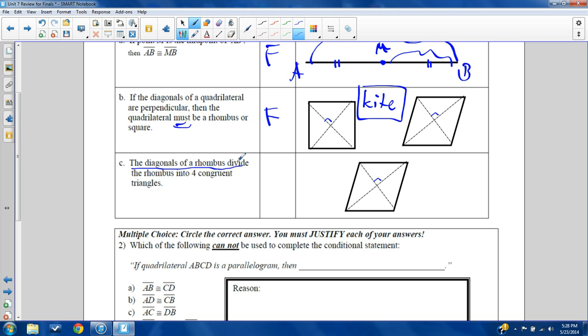Just know this straight up. Diagonals of a rhombus divide the rhombus into 4 congruent triangles. Yes, that's true. All the triangles have congruent parts. Here, here, and here. Not every part is congruent. Like, this isn't congruent to that in its own triangle. But these are 4 congruent triangles all right here.